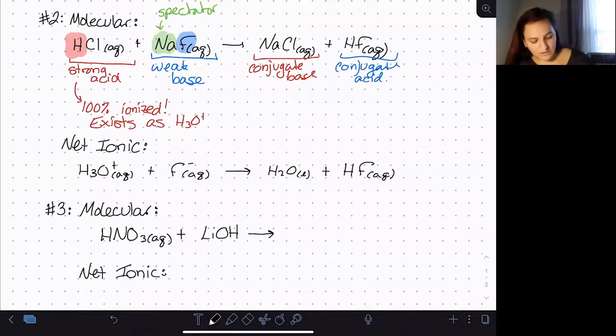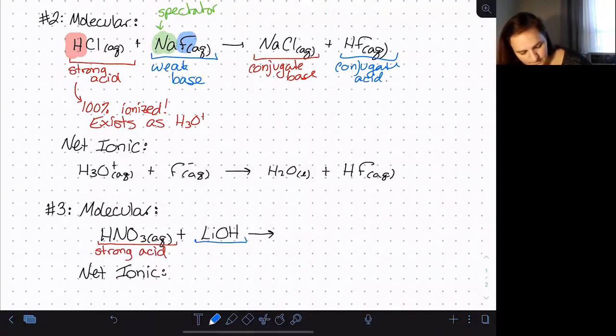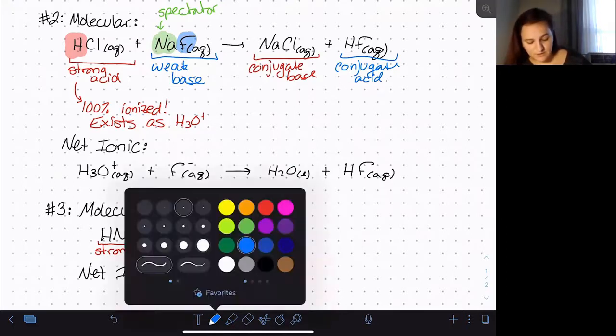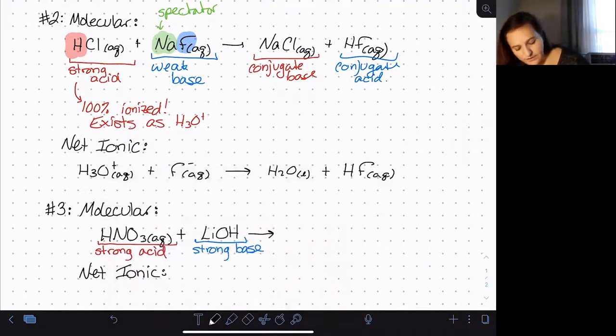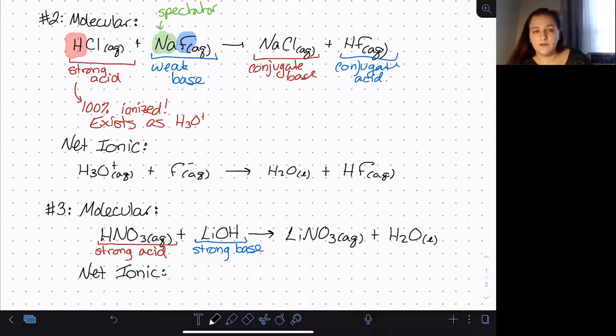So for this one, we need to identify our acid and base. Here we have HNO3, nitric acid, which is one of our strong acids. And lithium hydroxide is one of our strong bases. So molecular equation, swap partners, typical kind of double replacement situation here, where lithium is going to end up paired with the nitrate, and H plus OH forms water. So there's our molecular equation.